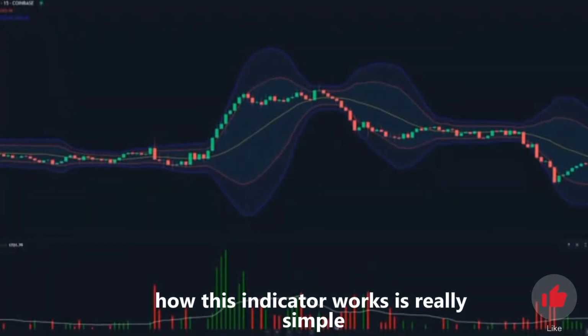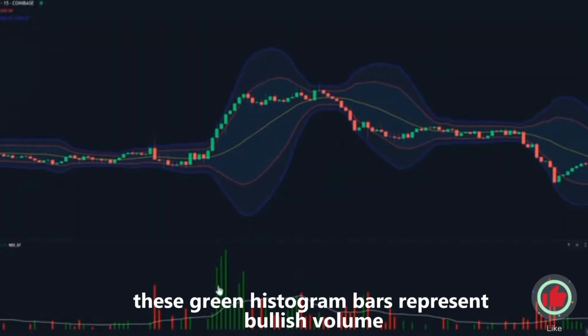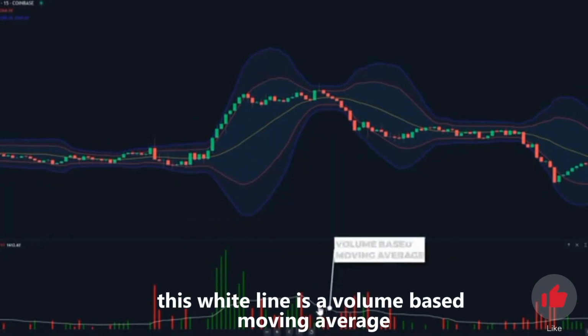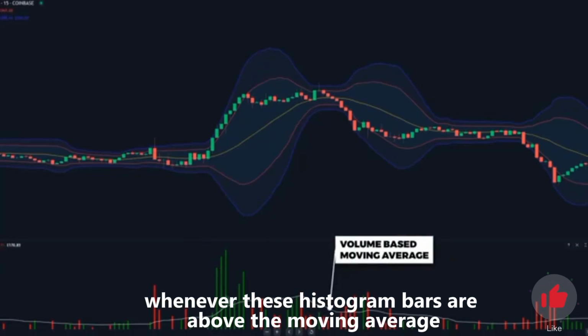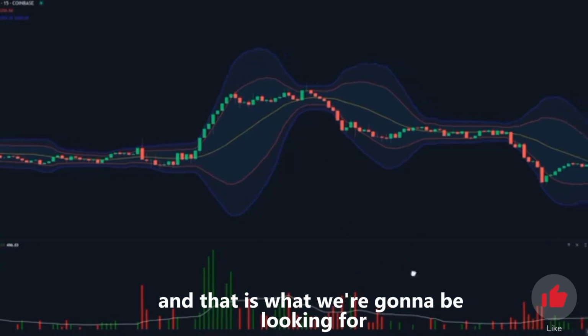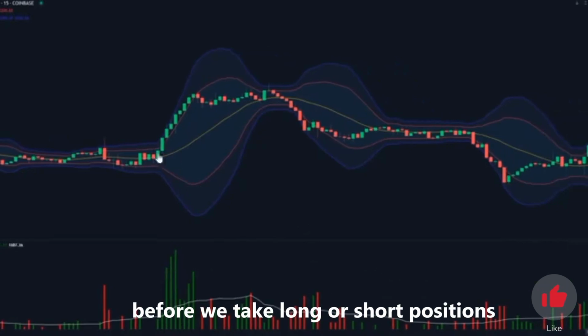How this indicator works is really simple. These green histogram bars represent bullish volume, and these red histogram bars represent bearish volume. This white line is a volume-based moving average. Whenever these histogram bars are above the moving average, it indicates that the volume in the market is high enough. And that is what we're gonna be looking for before we take long or short positions.